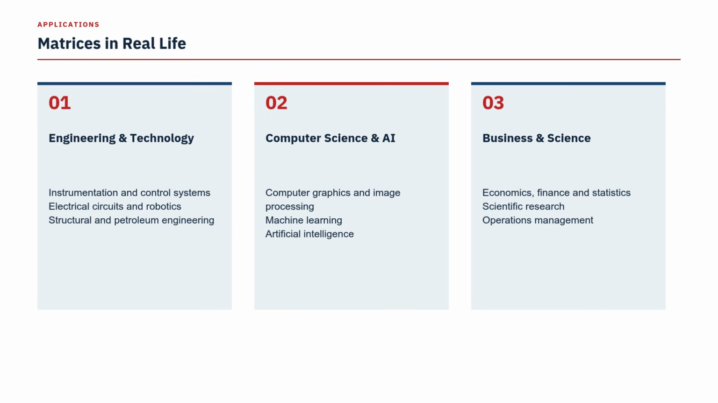Now that we have seen how the matrix law works, let's look at some real-life applications of matrices. First is engineering and technology. Matrices are used in instrumentation and control systems, electrical circuits, robotics, and also structural and petroleum engineering. Next is computer science and AI. Matrices are very important for computer graphics, image processing, machine learning, and artificial intelligence. For example, images can be represented and processed using matrices.